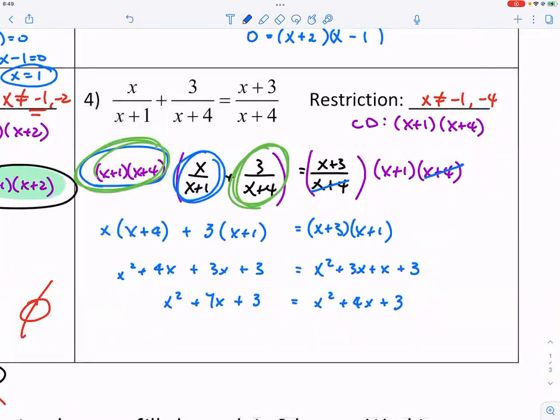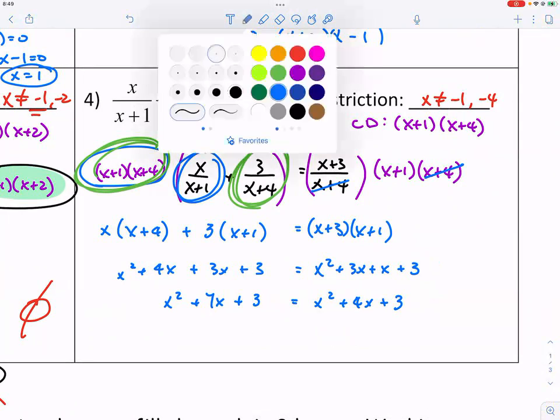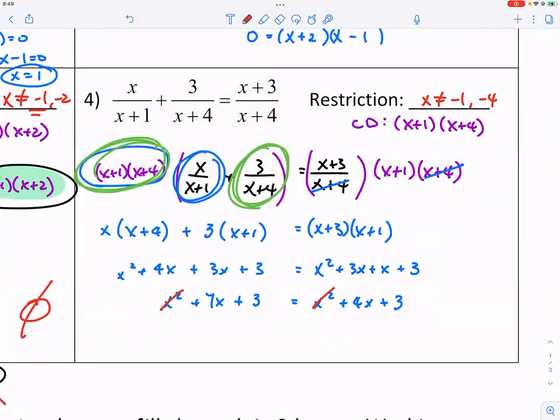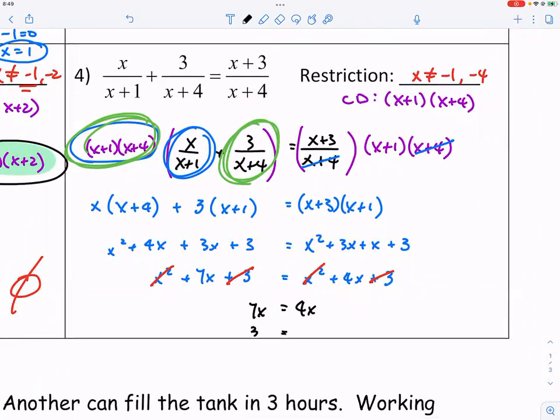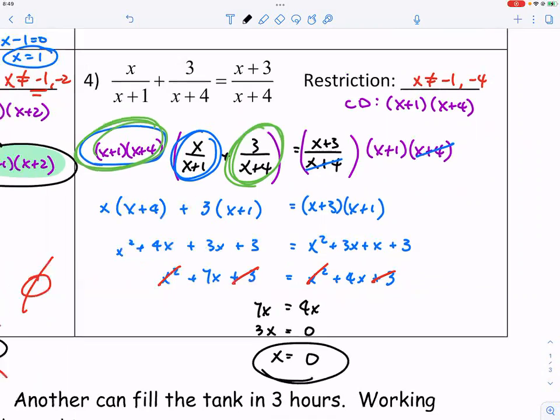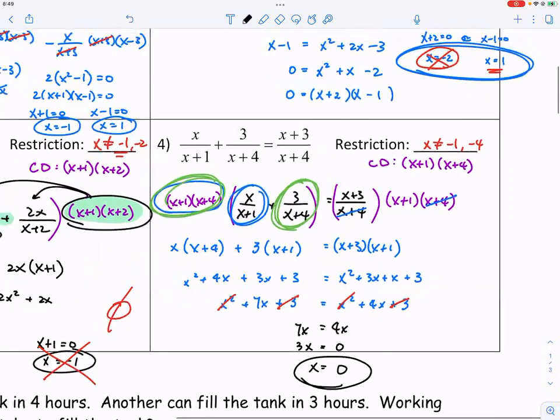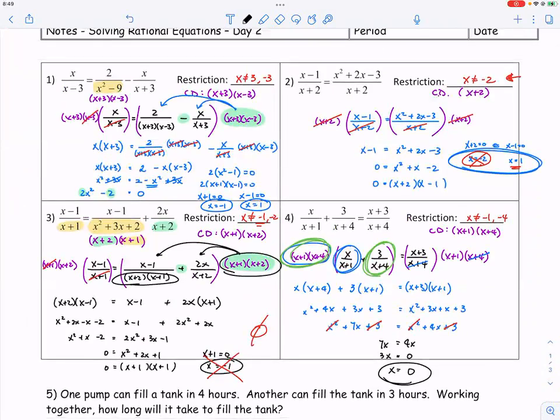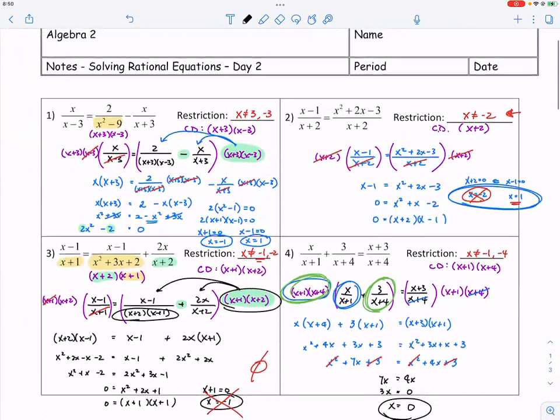So you have all these right here. Well, if you subtract x squared on both sides, x squared's gone. If you subtract 3 on both sides, the 3 is gone. So you are down to 7x equal to 4x. And if you combine like terms, you subtract 4x on both sides, you have 3x equal to 0, and x equals 0. And that is not a restriction. So x equal to 0 is our solution.